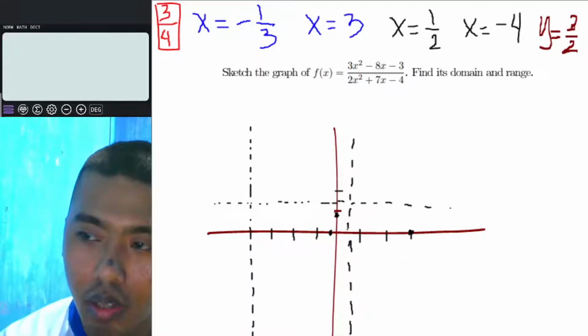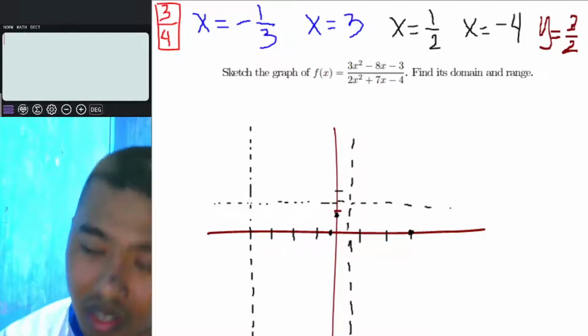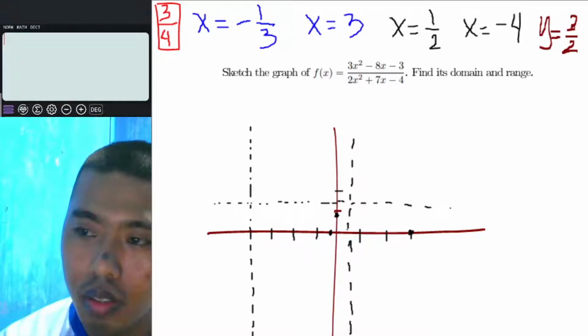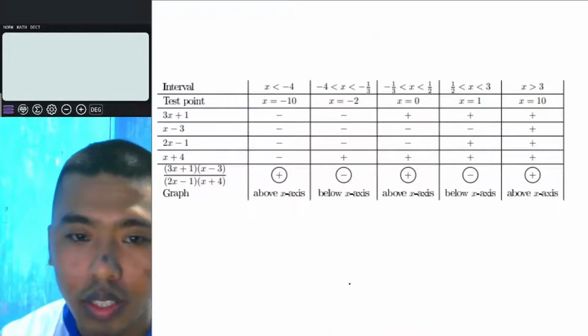Kay mao man ni ang vertical asymptotes mao man ang denominator nga ma-zero siya, while si x-intercept or zeros mao na nga mahitabo ang numerator ang mahimong 0. So we use negative 1/3, 3, positive 1/2, and negative 4 as our boundaries. Okay, so that is our test point, guys.